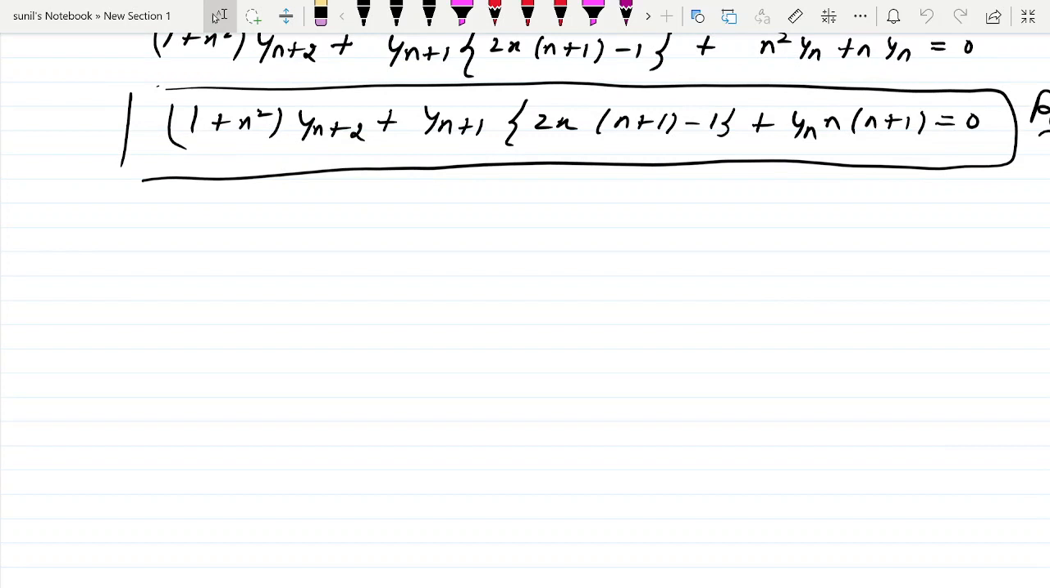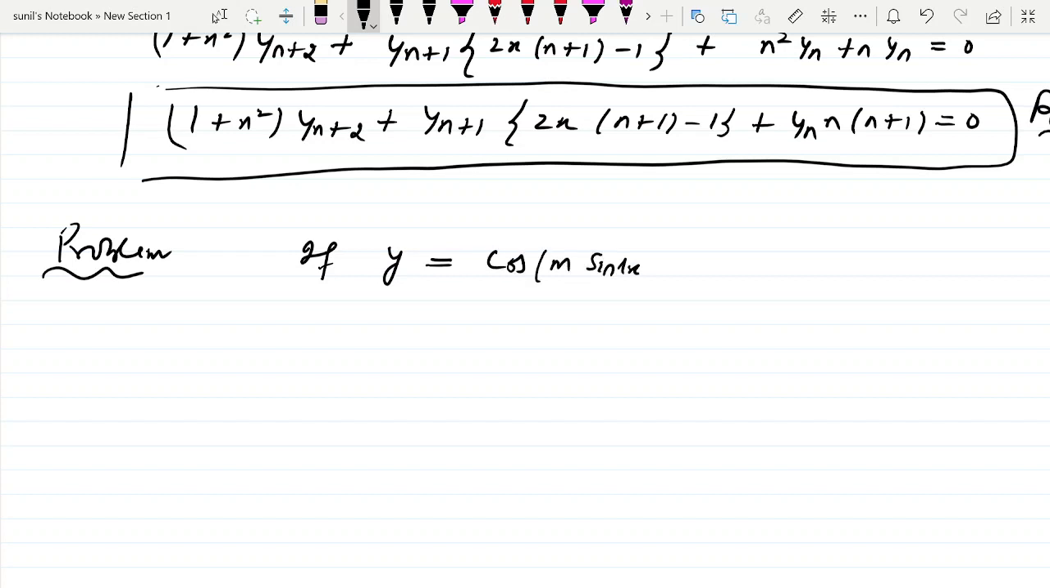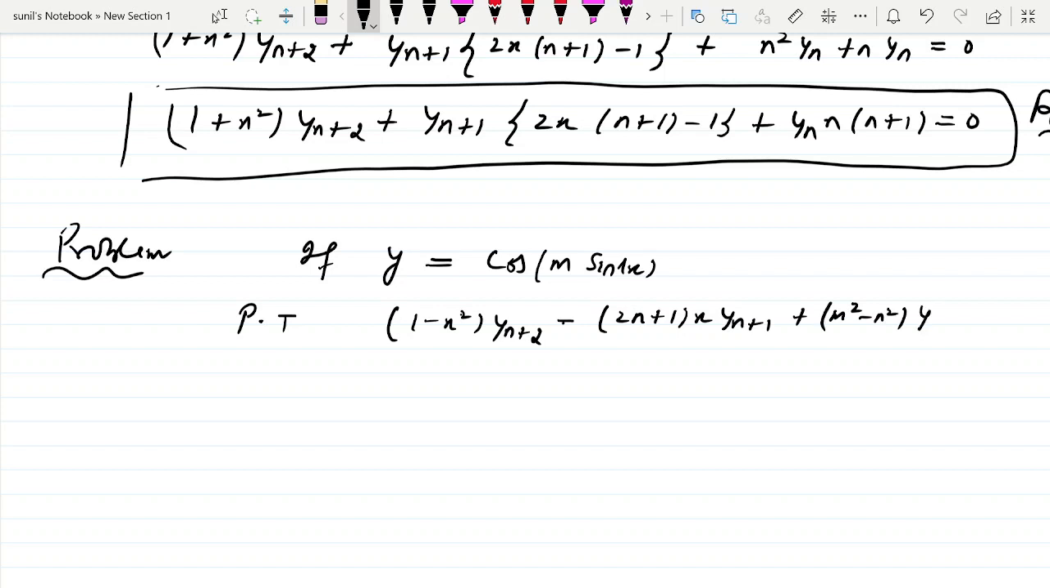Now we have another problem. The problem is something like this. If y equals cosine of m sine inverse x, prove that (1 minus x square) y_{n+2} minus (2n plus 1) x y_{n+1} plus (m square minus n square) y_n equals 0.